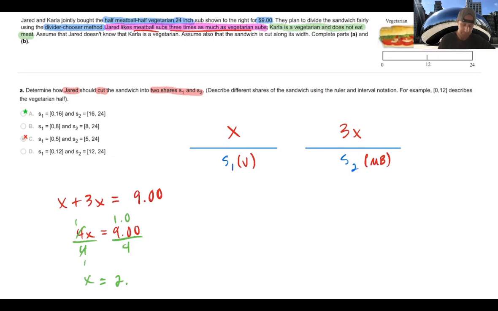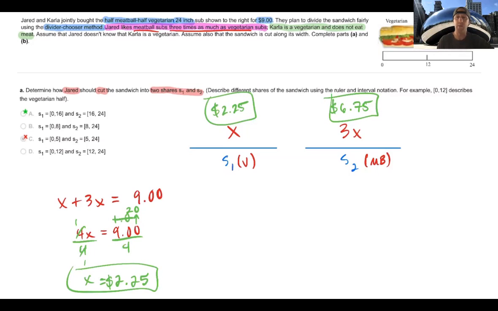4 goes into that twice again, which would be 8 again, and we'd have 2 left over. Bring down the next 0, and 4 goes in that 5 times. So we now know the cost for x, which means that this, according to Jared, would only be worth $2.25 out of the 9, and then this would be 3 times that, so $6.75.